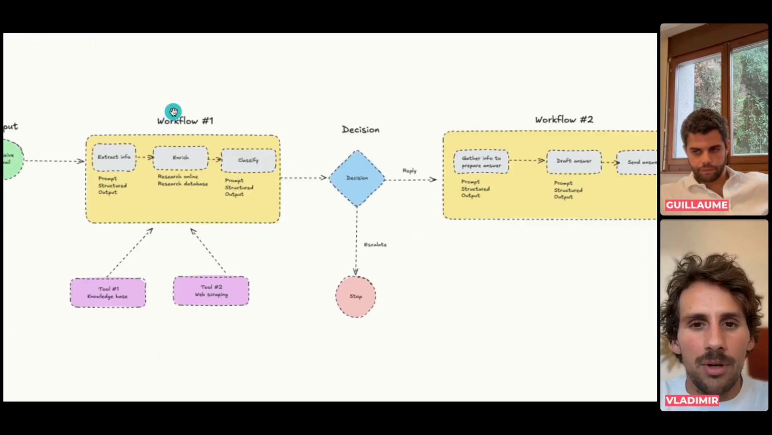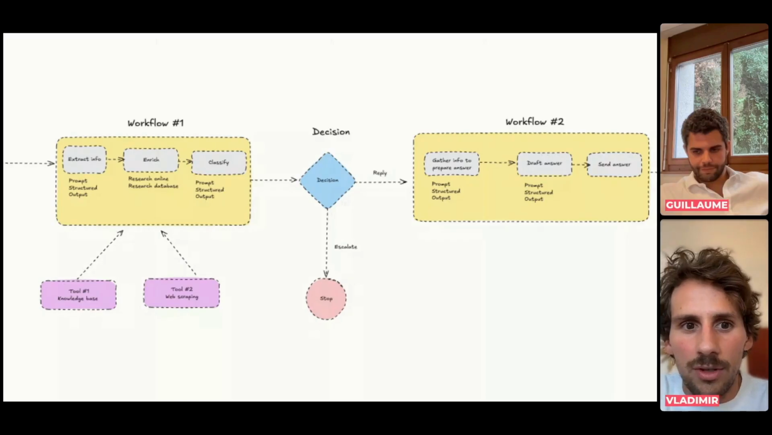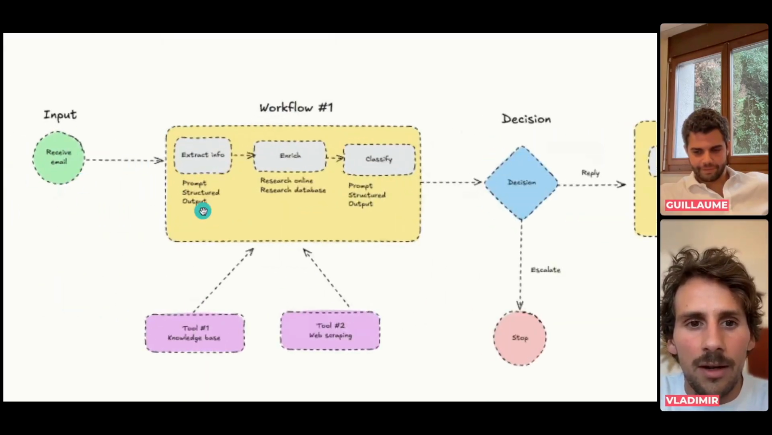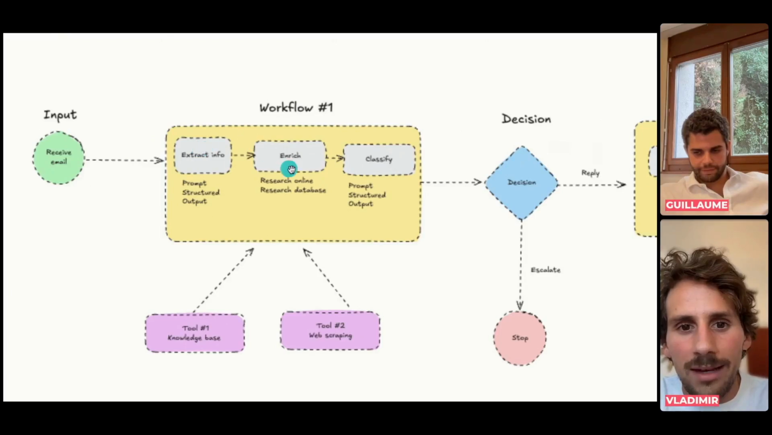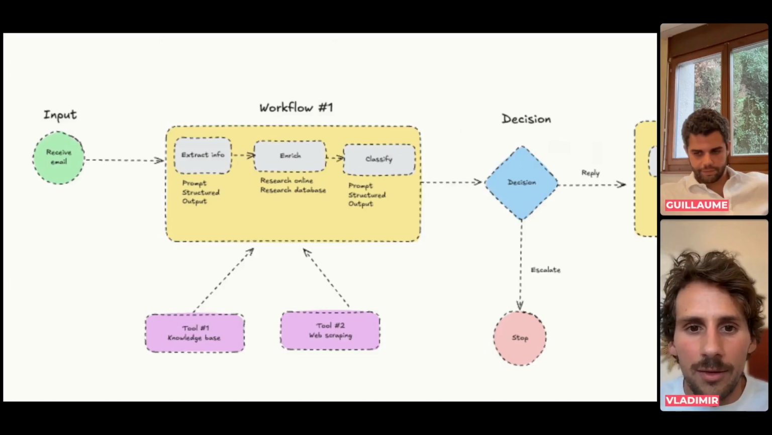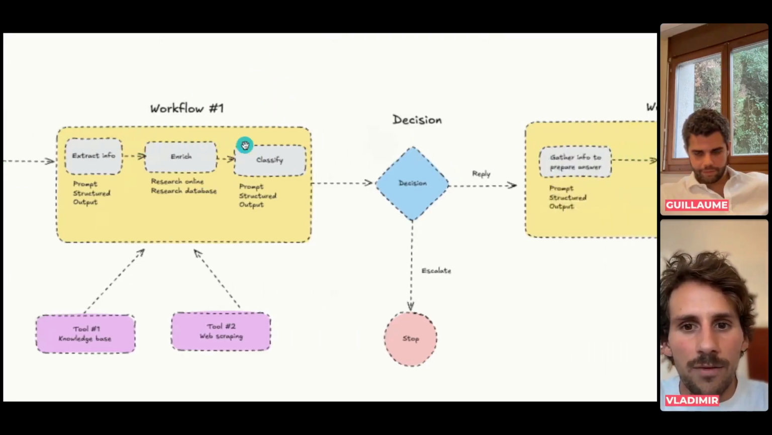Then you basically want to break down the different workflows, because workflows can be a sequence of events. In this case, in the email automation, we are receiving the email, then extracting the information from the email, then enriching it, meaning that we are using a set of rules and internal tools to define whether this person is a good lead or not. And then we're classifying. So is this a big fish or someone irrelevant? So this is the first workflow.